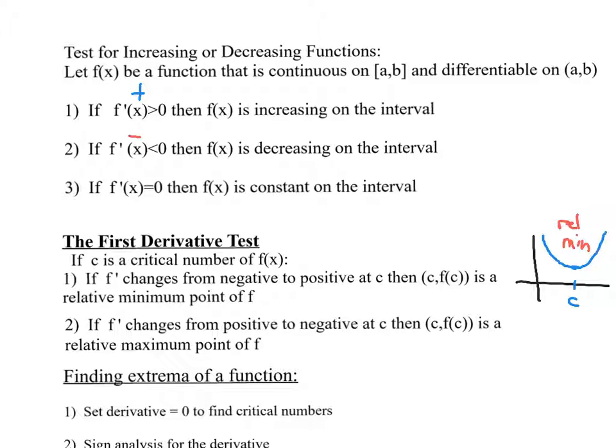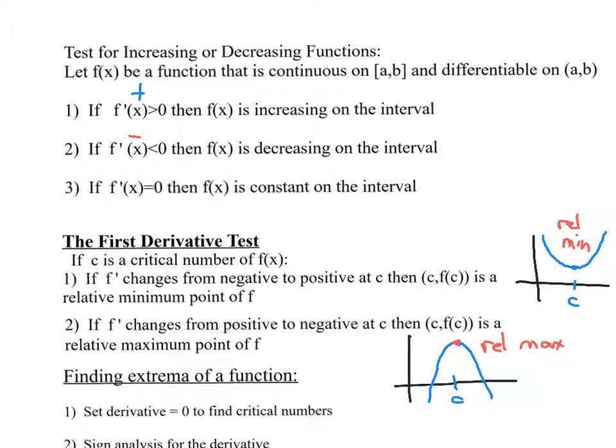Part 2 says if f prime changes from positive to negative at C, then the point C, f of C is a relative maximum point. So let's draw this one. So this time I've got my derivative changing from positive, so my function is increasing, and then I change over to a negative derivative, so my function is decreasing. This is happening at C, so that tells me that this point is going to be a relative maximum point.